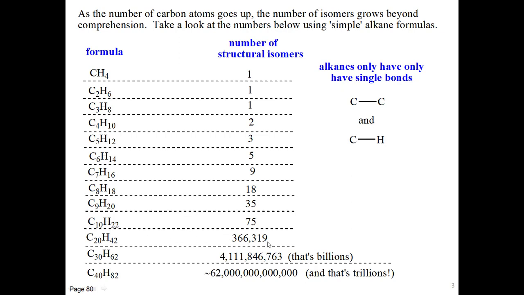366,000 possibilities. So it's really become impossible to generate all those. If I go up 10 more to C30, over 4 billion possibilities. If I go up to C40, over 62 trillion possibilities. So you can see it starts off easy, but by the end, there's so many that we can't even conceive of all those possible structures.